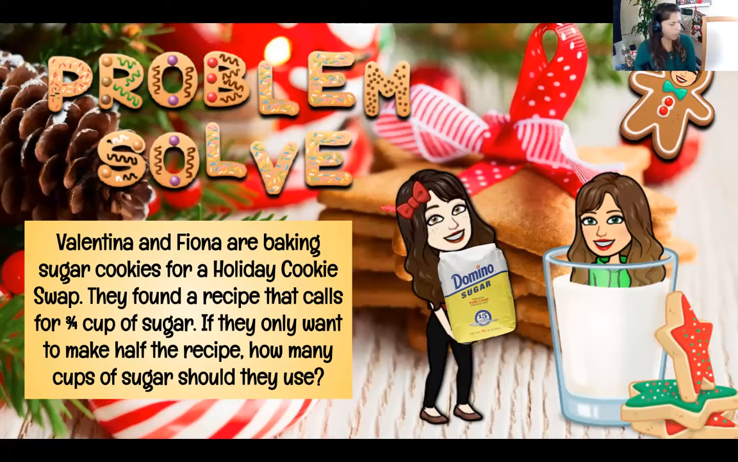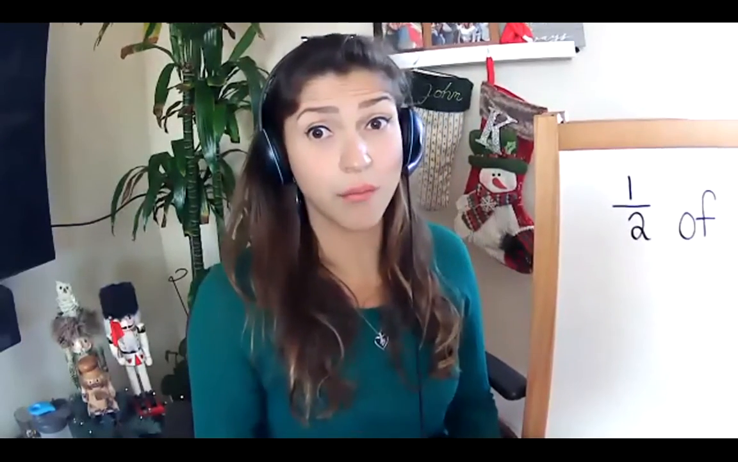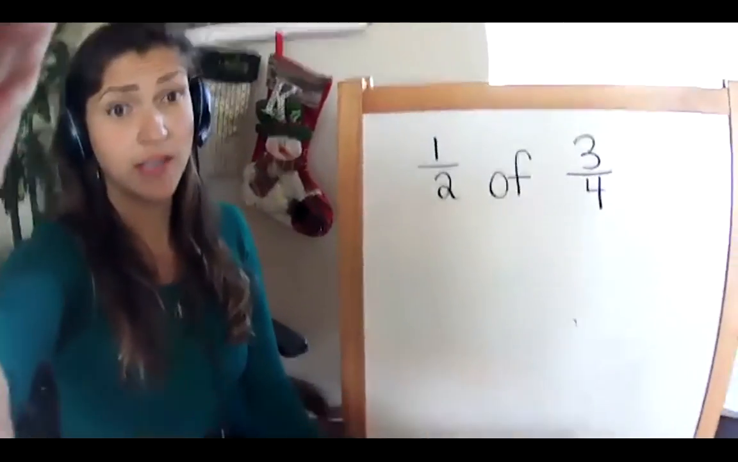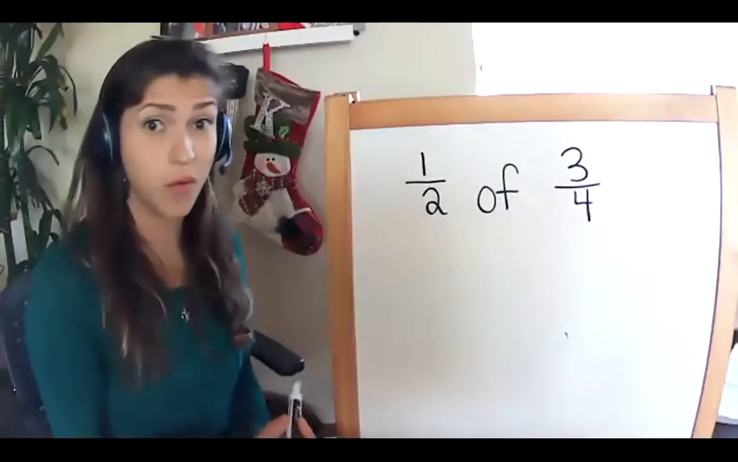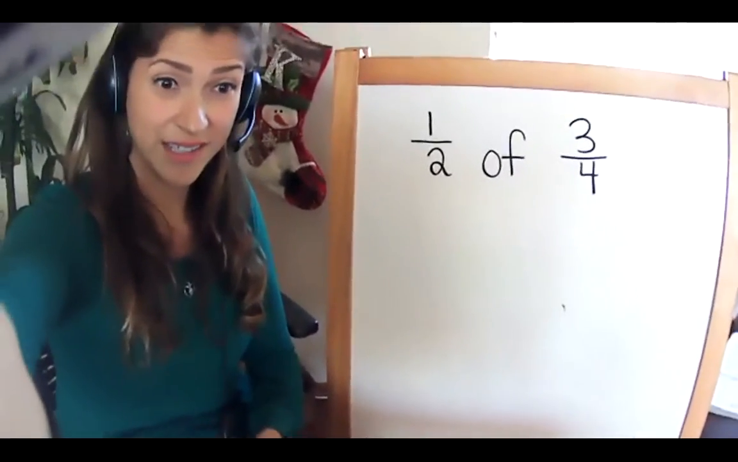So we have 3/4, and we're going to split that in half. What operation are we going to need to use to find half of 3/4? So let's stop sharing momentarily. And we're finding half of 3/4. So I've written it at our board. What operation are we going to need to use to find half of that 3/4 cups of sugar, which is a lot of sugar, but hey, sugar cookies. What operation, guys?